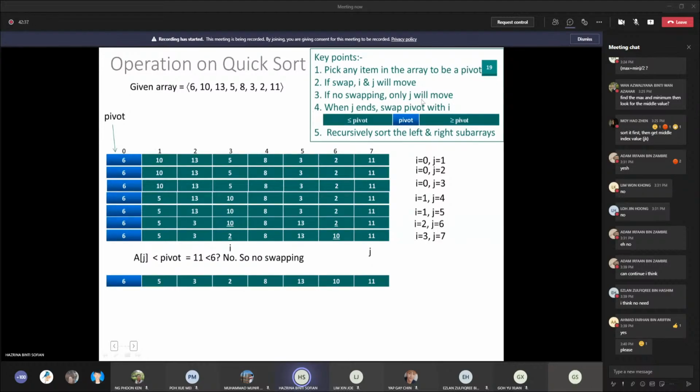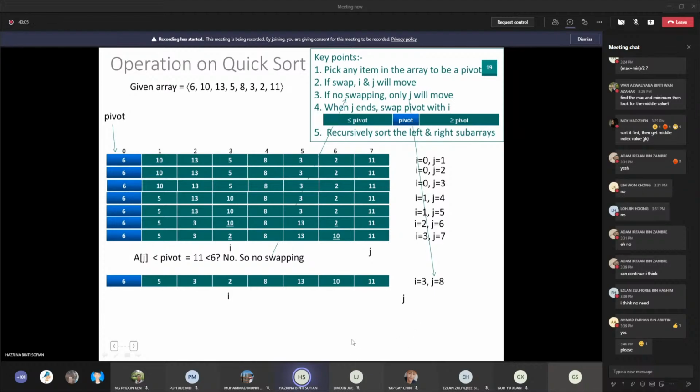Since there's no swapping, only J will move. J will leave I. When J moves, J gets kicked out from the array. We finally reach key point number 4. When J ends, then we need to do this. So here J already ended. We need to swap the pivot with I.